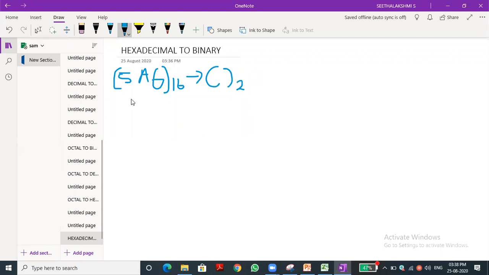Okay. So now here, what is the first step? It means we need to convert the numbers individually. So what numbers are there? 5 is there. What is the next number? A. What is the meaning of A? A means 10. Very good. So next we need to write 10. And what is the next number? 6. Okay. So we want to convert into binary format.